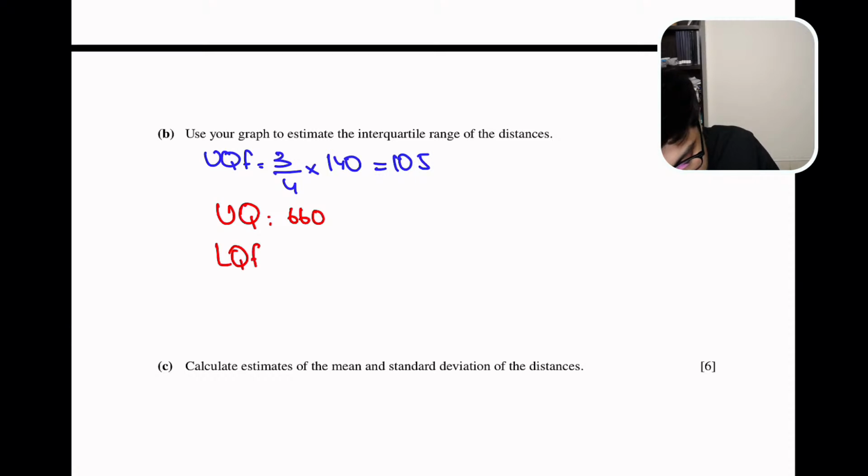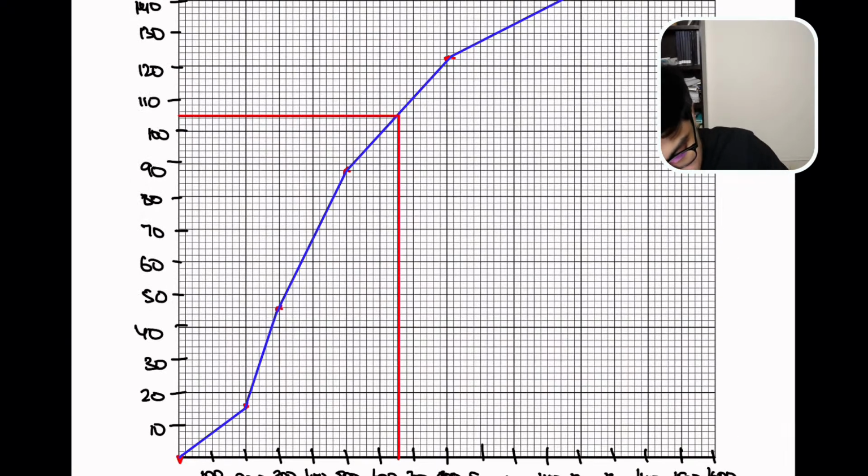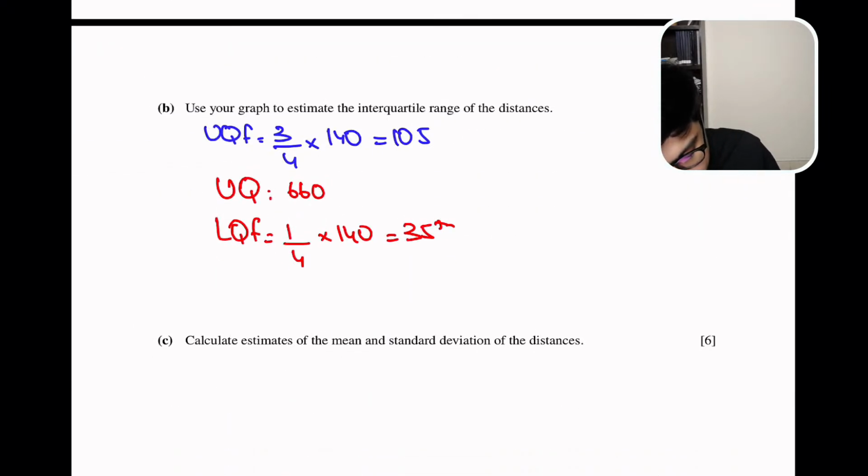Then the lower quartile frequency is going to be 1/4 multiplied by 140, which is going to be 35. So the 35th term, right? 35th is going to be somewhere over here, and we're going to join this, and it's going to be 260, right? So the lower quartile is going to be 260 as well.